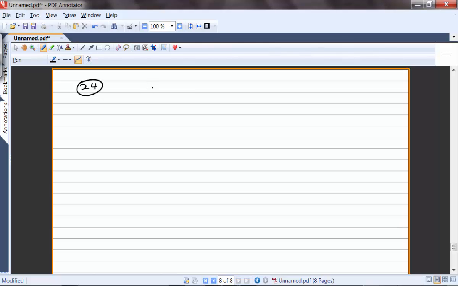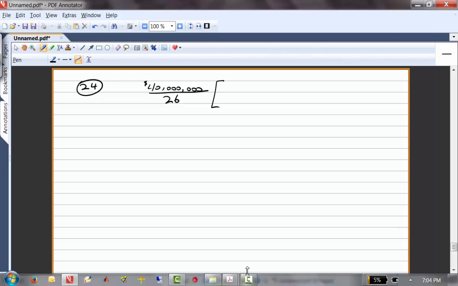We have two alternatives, right? We can get the 40 million. It's going to be paid to us in 26 equal installments. So we could take the 40 million divided by 26, and that's the amount that we put in every year.